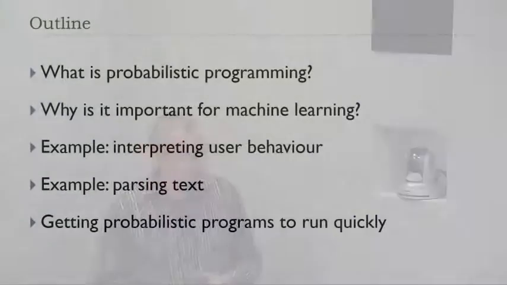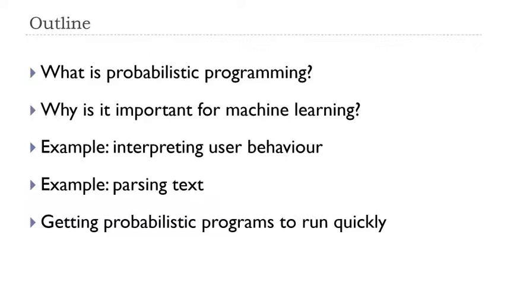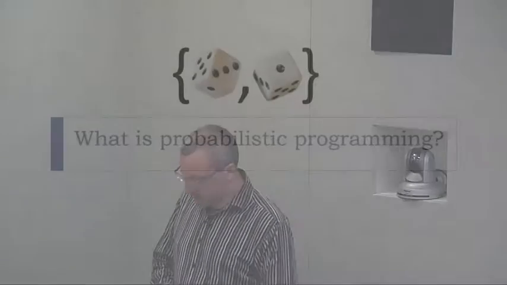So what are we going to look at in this hour? For those of you who don't know what it is, we're going to explain what is probabilistic programming and why it's important if you have a machine learning task you want to solve. I'm going to dive in on a couple of real examples for using it to interpret user behavior, and using it to parse unstructured text. The last section is going to be more technical, on some challenges of getting probabilistic programs to run sufficiently fast. Okay, so let's get started.